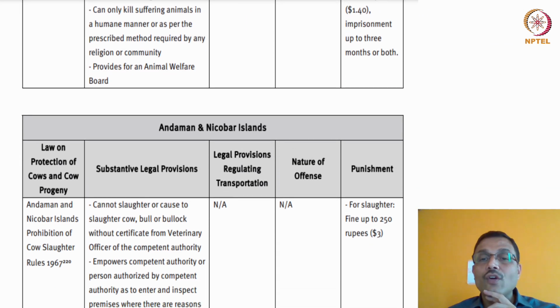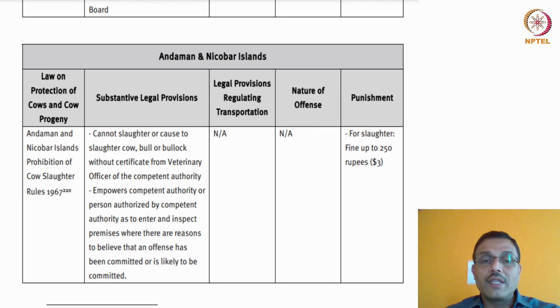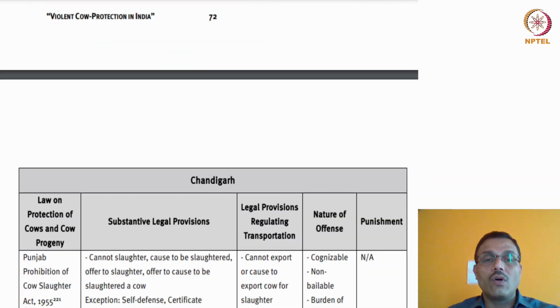Okay, right. So, empowering police officer, this is fine. Now, let's look at Andaman and Nicobar Islands, friends. Okay, we think some of these islands are tribal, and cow slaughtering or any other thing is the only method of having food, isn't it? 1967, prohibition of cow slaughter rules were brought in the Andaman and Nicobar Islands. You cannot slaughter or cause to slaughter cow, bull, or bullock without certificate from a veterinary officer of the competent authority. The fine is 250 rupees. Okay, so that is the Andaman and Nicobar Island law.